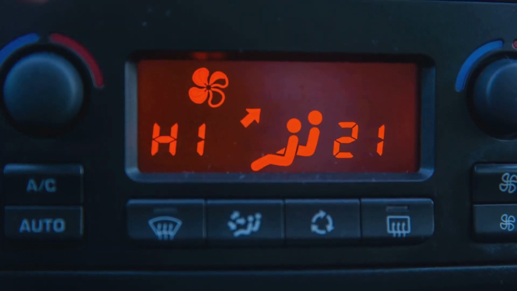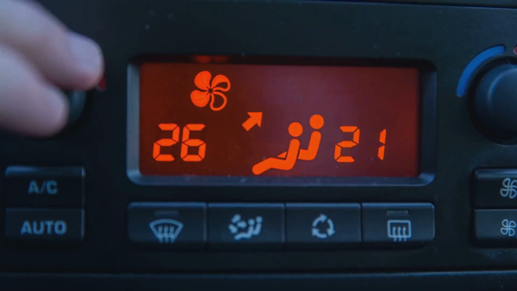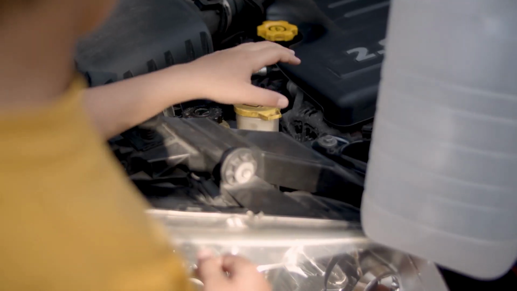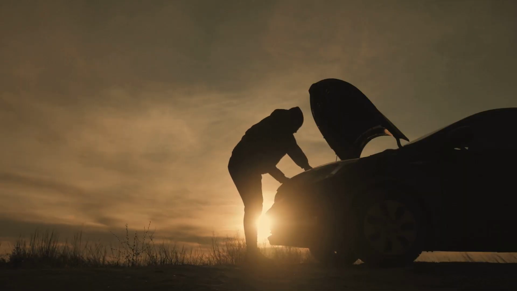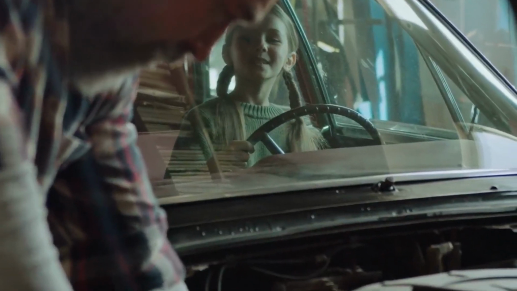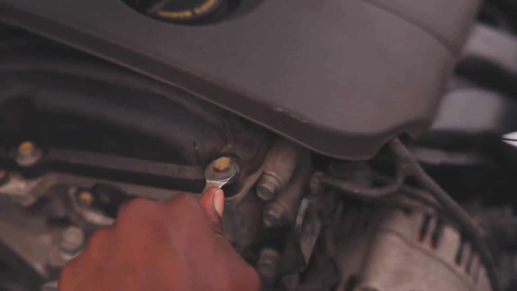The coolant temperature warning light signals that the engine is running hotter than normal. Overheating can be caused by low coolant, a malfunctioning thermostat, or issues with the radiator. So what can you do about it? Well, here are a few DIY solutions.